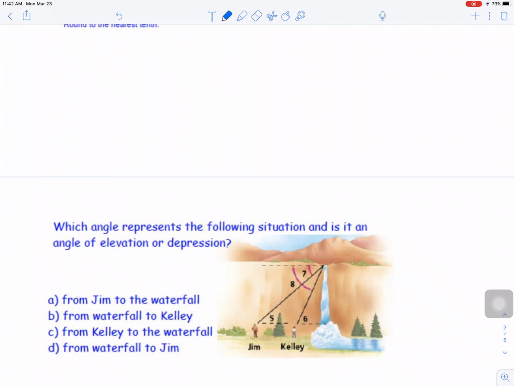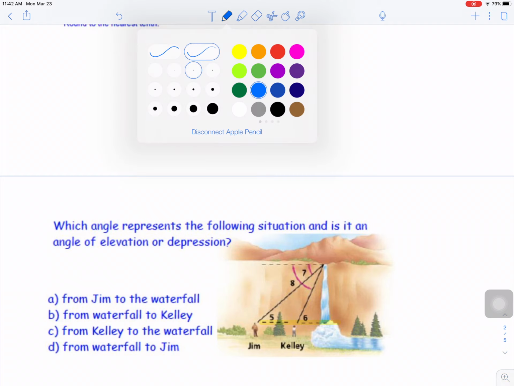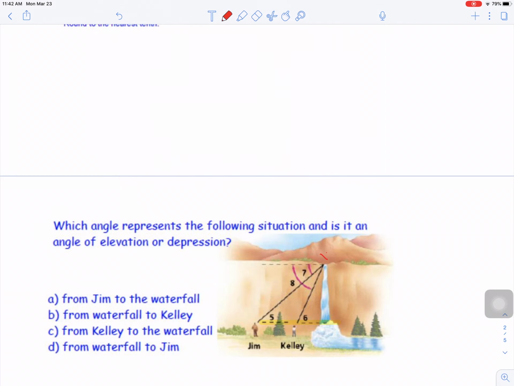So Jim normally looks out here, but he's looking to the top of the waterfall. He's looking up to the top. Because if you've ever been at a waterfall, that's the exciting part, up at the top. So Jim is down here, he's looking up, and he's using an angle of, you tell me, looking up. And which angle would represent that?